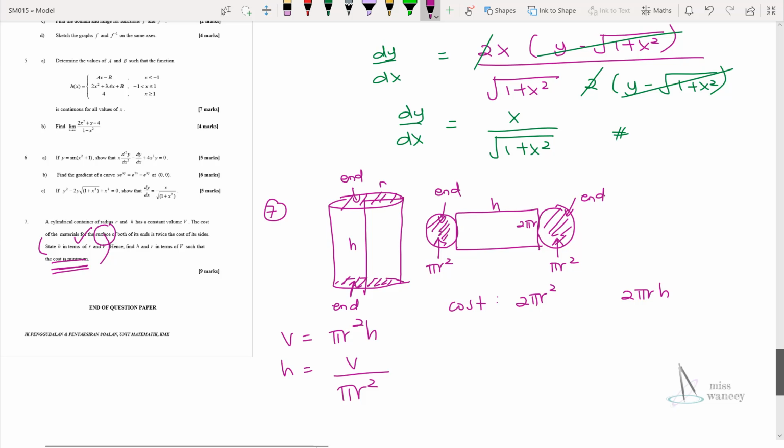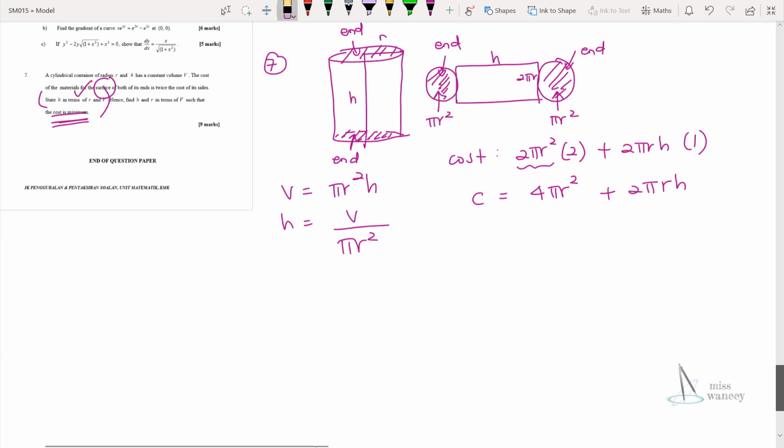Okay, the cost of its end is twice the cost of the side. So this is the end, so we're gonna times them by 2 plus the side, we times them by 1. Okay, so the cost C is equal to 4 pi r square plus 2 pi r h. Okay, so I need to make sure I find the value of h and r so that the cost is a minimum. So I have to differentiate this.